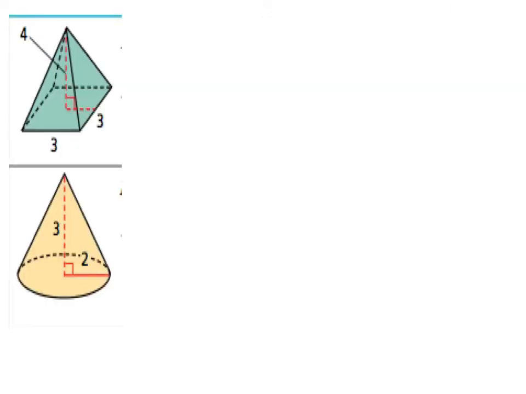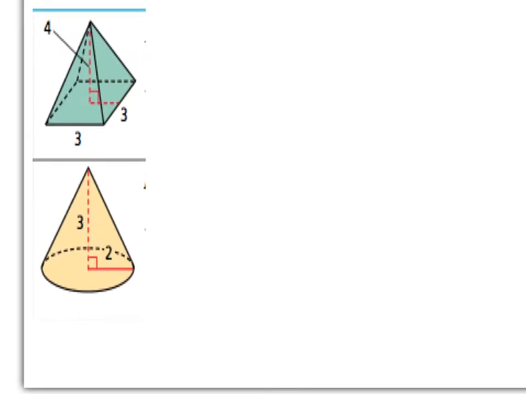Alright, let's start with this top green example, and we'll do this one together. This is an example of a rectangular pyramid. So again, we are using 1/3 times the base times the height. First, we're always going to find the area of the base. To find the area of the base of a rectangle, I'm just going to do 3 times 3, which is 9. So the area of the base of this rectangle is 9.